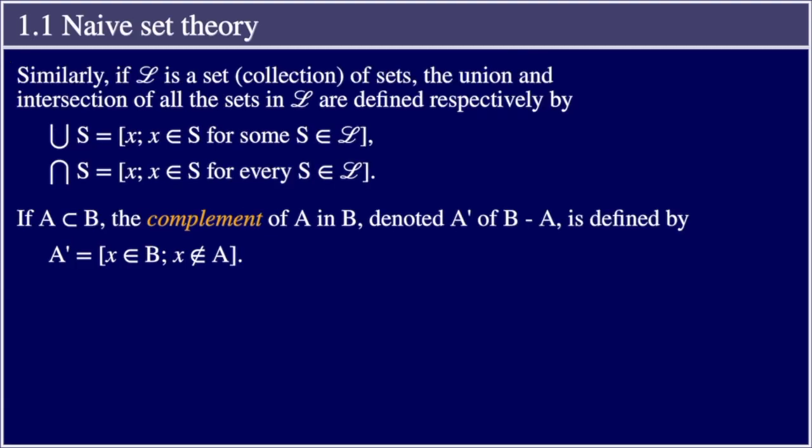Similarly, if L is a set, a collection of sets, the union and intersection of all the sets in L is defined respectively by the union of all S ∈ L = {x : x ∈ S for some S ∈ L}. The intersection of S ∈ L = {x : x ∈ S for every S ∈ L}. If A is a subset of B, the complement of A in B, denoted A' or B − A, is defined by A' = {x ∈ B : x ∉ A}.